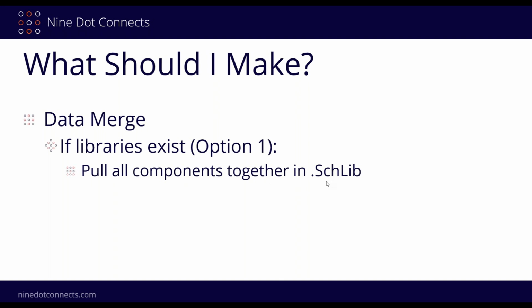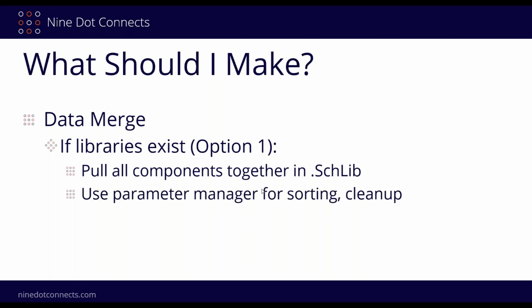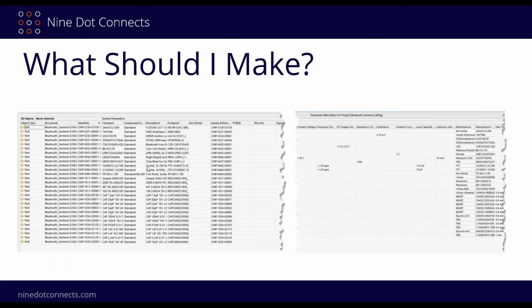Now, if you really are dealing with a huge library, you may want to break it up into a few categories, like maybe I'll put all my discretes in one and all my ICs in another. That may help, but you really do want to keep it as one because it's going to make it a little easier to work in, and you're not constantly going to one, making a change, going to another, making a change. That just gets kind of tedious. So pull them all together in SCH lib, use the parameter manager for sorting and cleanup, and then copy and paste it into Excel. What do we mean by that?